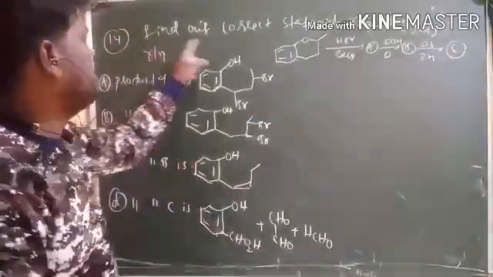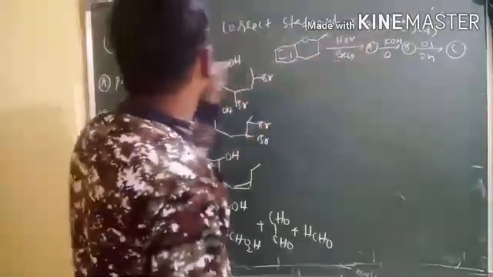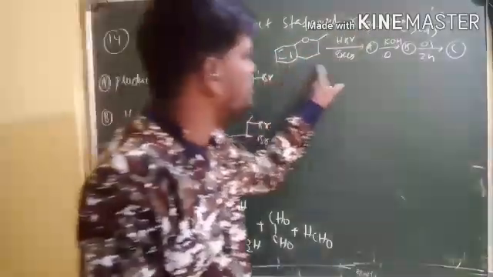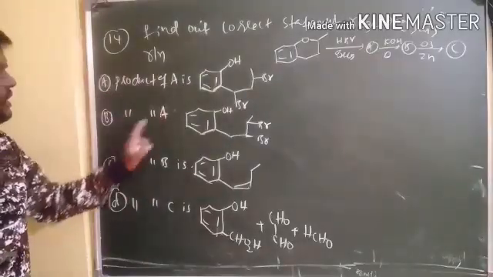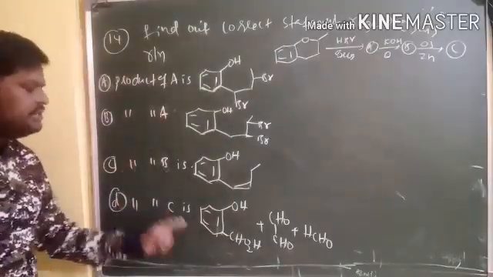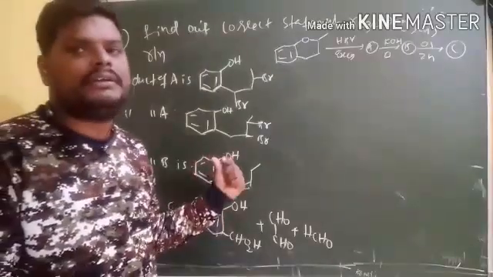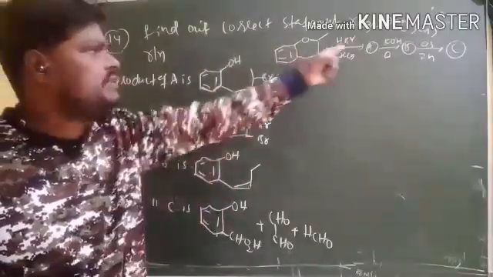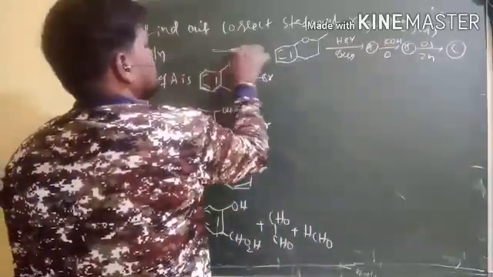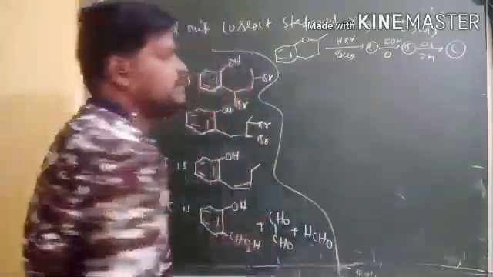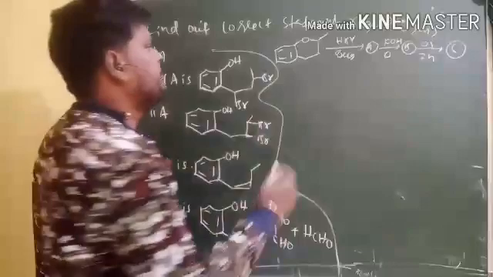Next question. Find out the correct statement regarding this reaction. So this is our reaction, sir. The products are A, B, and C here. So we need to find which option is correct for this reaction. First of all, let me explain the mechanism for this one.